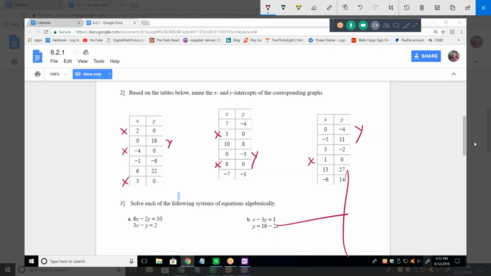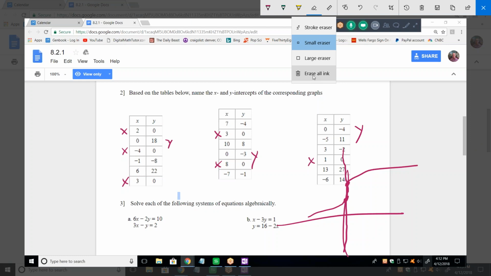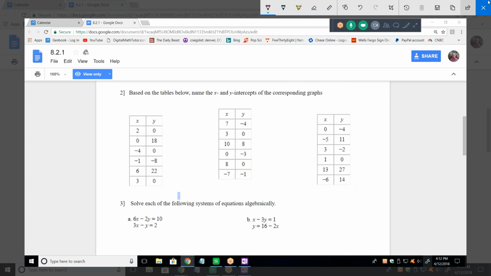Notice that if you had two y-intercepts, it couldn't be a function. That doesn't pass the vertical line test. You can draw a vertical line through that and it fails it. So when you're talking about functions, there's always only one y value for a given x value.